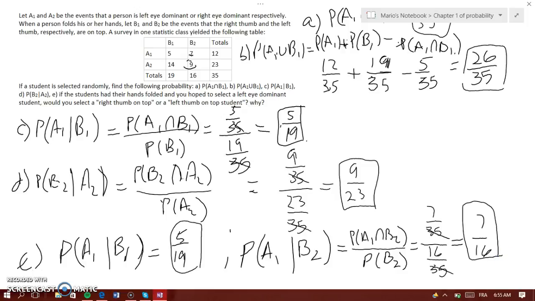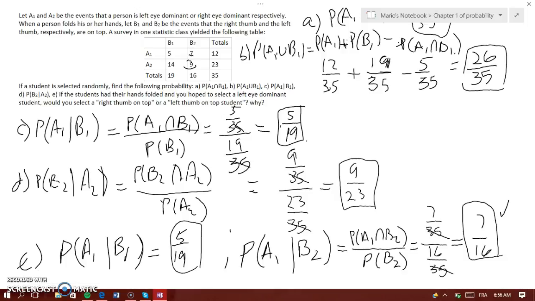So now the answer: would you select 5 out of 19, or 7 out of 16? Let's see which one of them is bigger. You would select 7 out of 16 because that one is a bigger probability. So the answer would be left eye dominant and the left thumb on top.